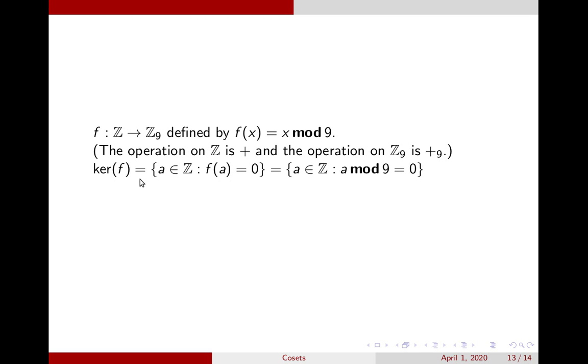Okay, proceeding just like we did before, the kernel consists of those elements of Z that are matched with the identity in Z9. f of a is replaced by its definition, a mod 9. So we're looking for the integers a for which a mod 9 is 0. These are the integers divisible by 9. I could write it this way, 9k, as k runs through the integers. It's all integer multiples of 9.